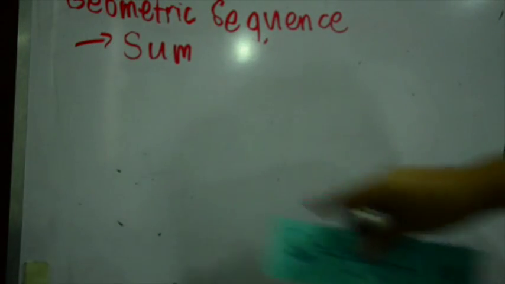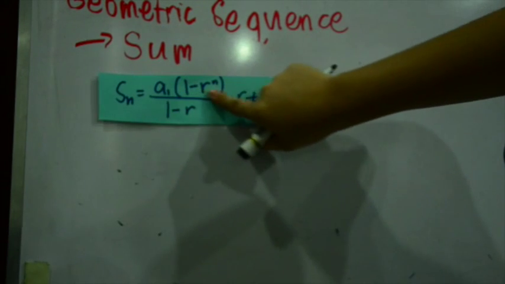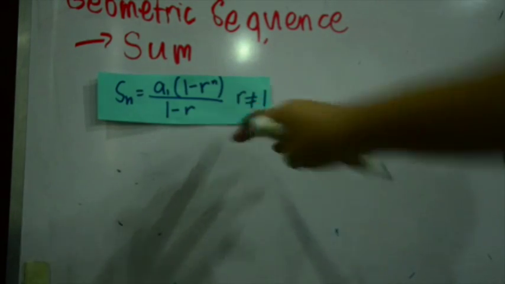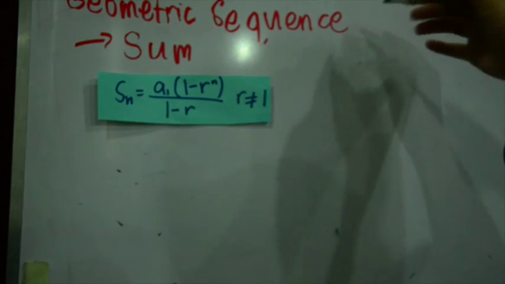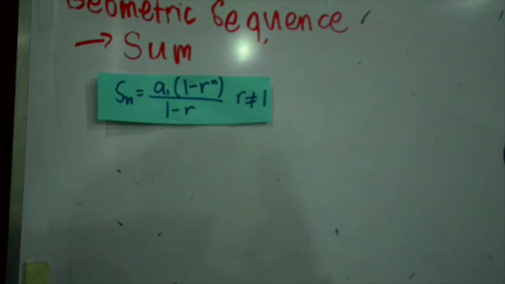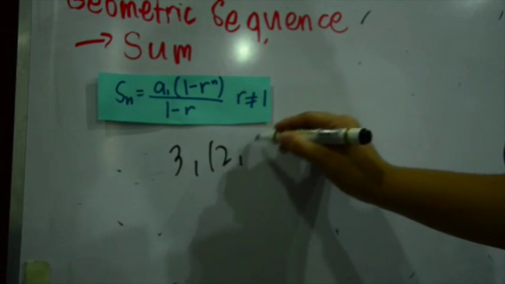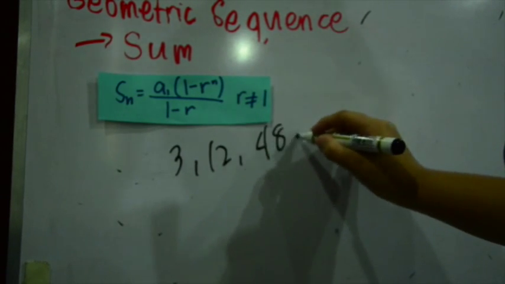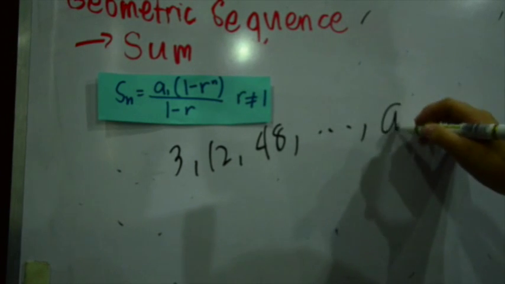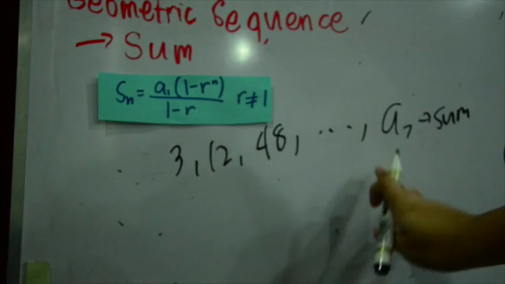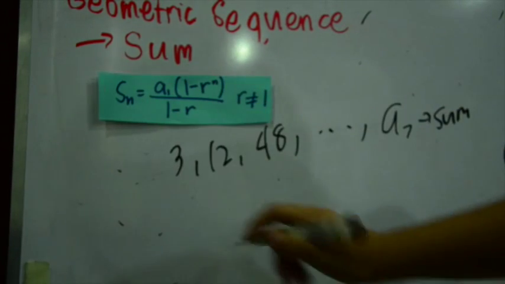Now, we will start finding the sum of a geometric sequence. We can use this formula in finding the sum of a geometric sequence. It is derived from two kinds of formulas, which are also related to geometric sequence. Now, suppose you have the problem 3, 12, 48 until a sub 7, in which we have to find the sum. We can substitute the following terms in this formula.